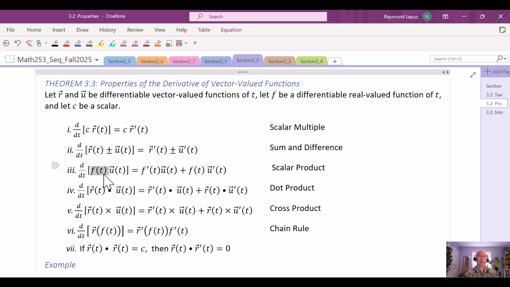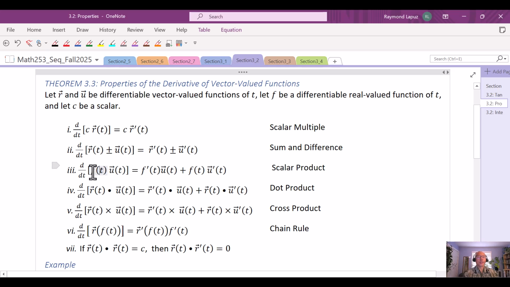So this is going to result in something that's similar to a product rule, except one of them is a scalar function and the other one is a vector function. So the derivative of scalar function f of t times vector function u of t is going to be the derivative of f times u plus f times the derivative of u. That's exactly the product rule, except we're multiplying a scalar times a vector.